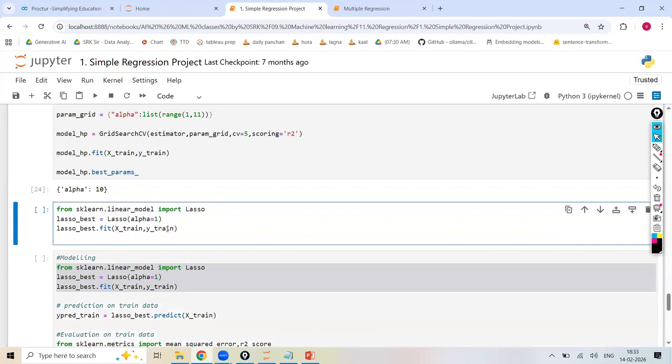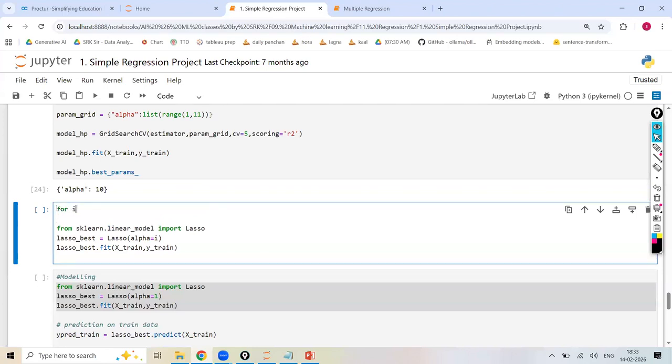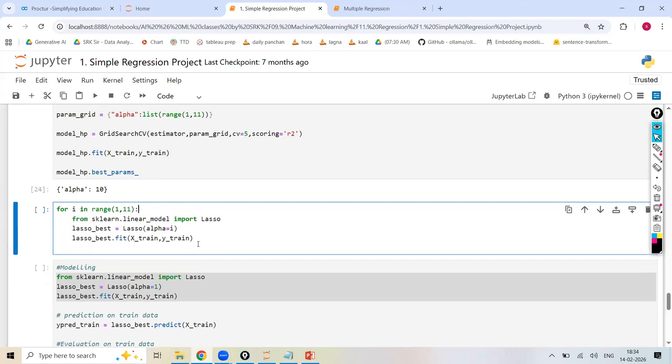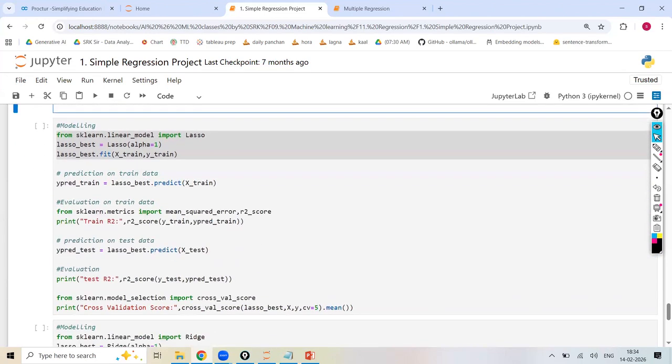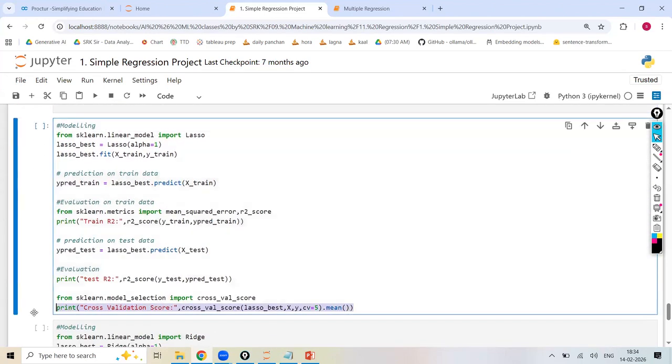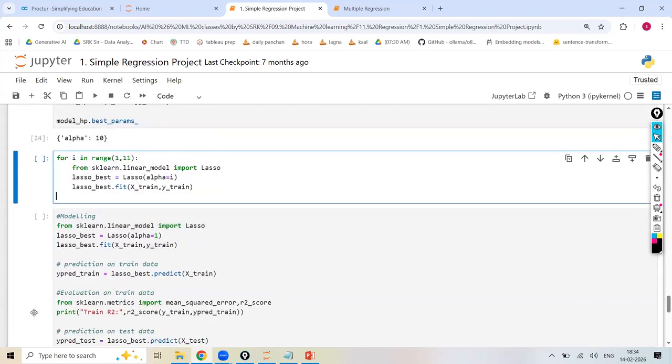See, alpha is equal to i, for i in range of 1 to 11. I'm going to use lasso regression, and after using the lasso regression, I'm going to calculate the CV score. I'm trying to calculate the CV score here. Okay.